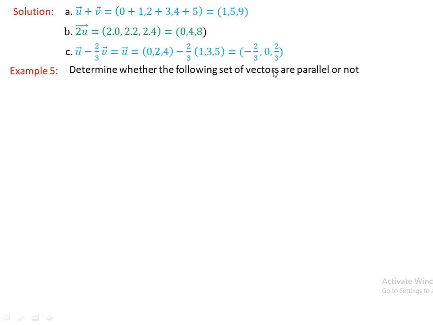Example number 5. Determine whether the following sets of vectors are parallel or not. a) Vector u with the components minus 8, 6, 1 and vector v with the components minus 2, 3, 1. And the b part is given here.